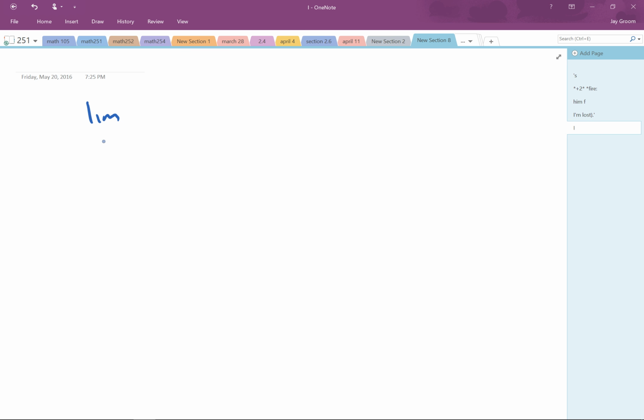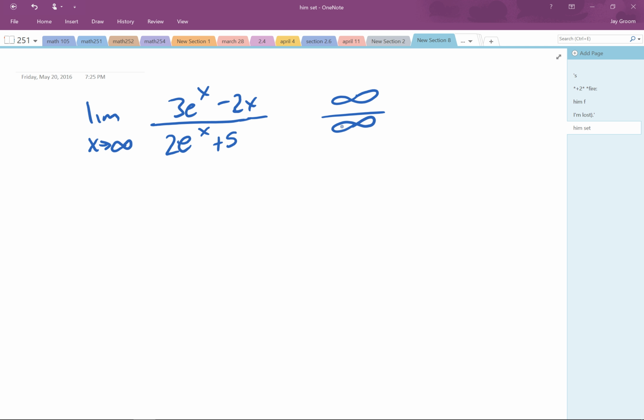The limit as x approaches infinity of 3 e to the x over e to the 2x plus 5 minus 2x. There we go. So as this goes to infinity, we've got infinity over infinity. And that's a problem.